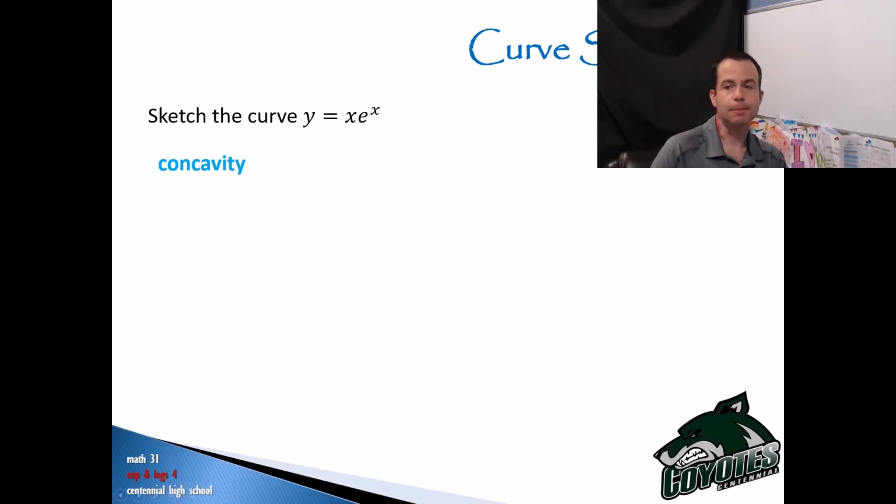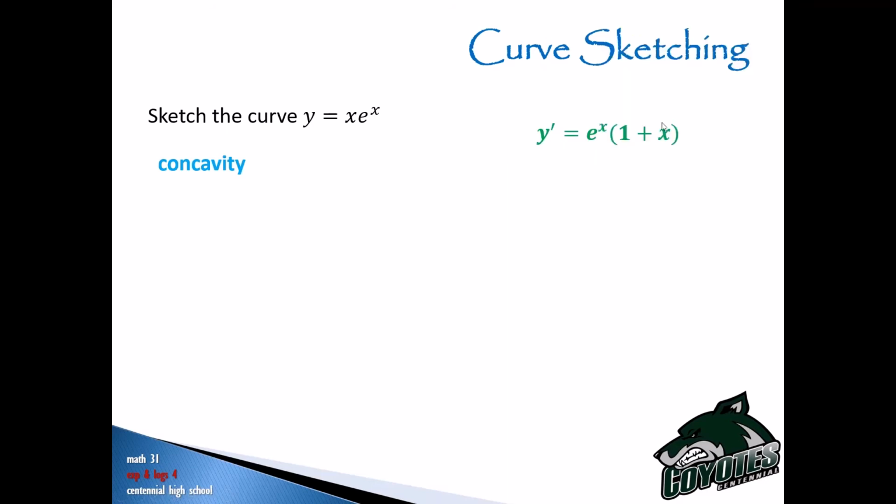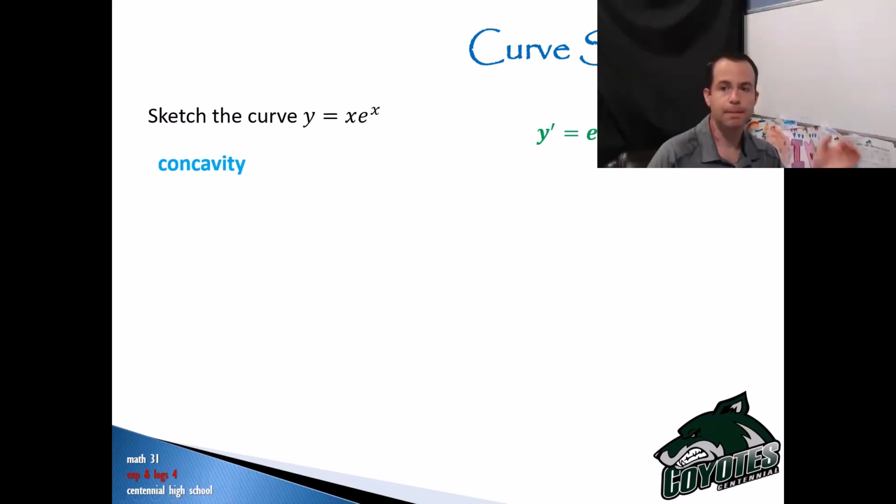Okay, so with concavity, there's the first derivative. I just listed the first derivative there. I'm going to look at that again as the product rule. So I've got e to the x times 1 plus x. So if I go derivative of f, that would be e to the x times g, which would be 1 plus x, plus f, e to the x, times the derivative of g, which would be 1.